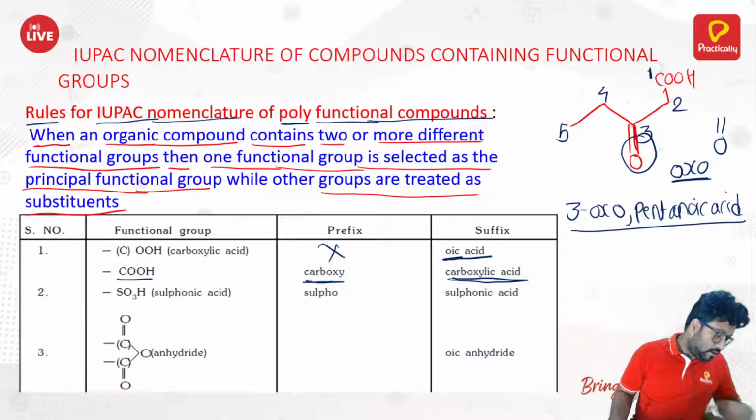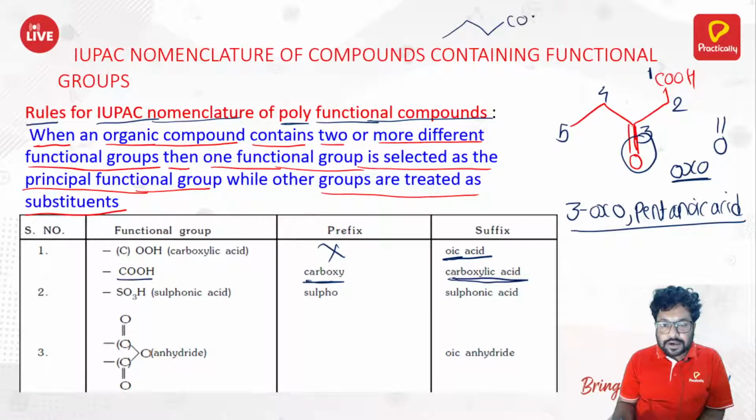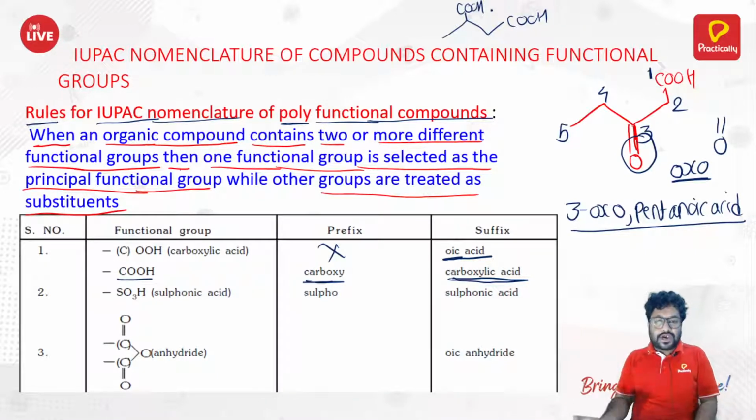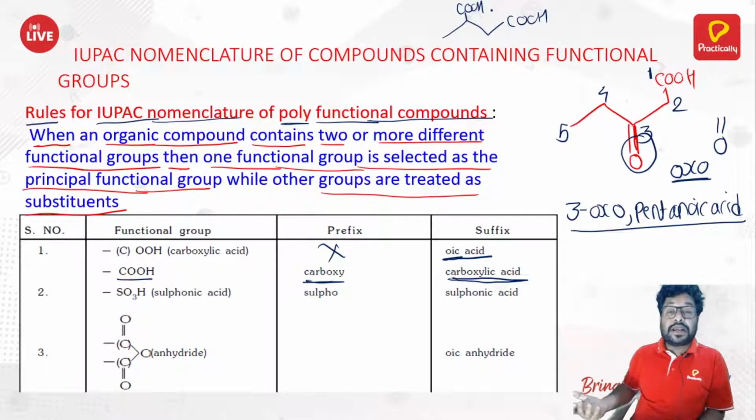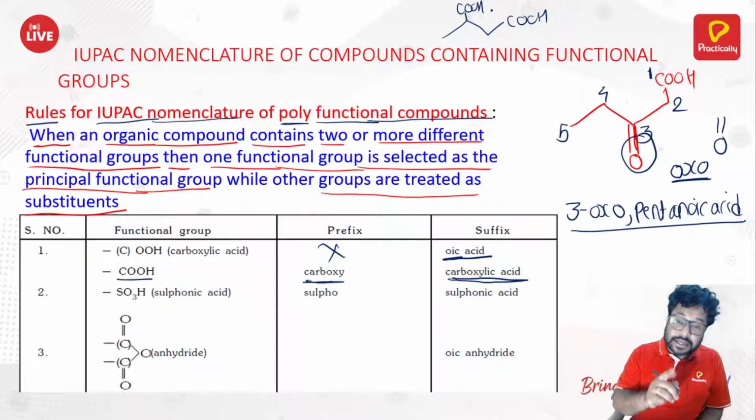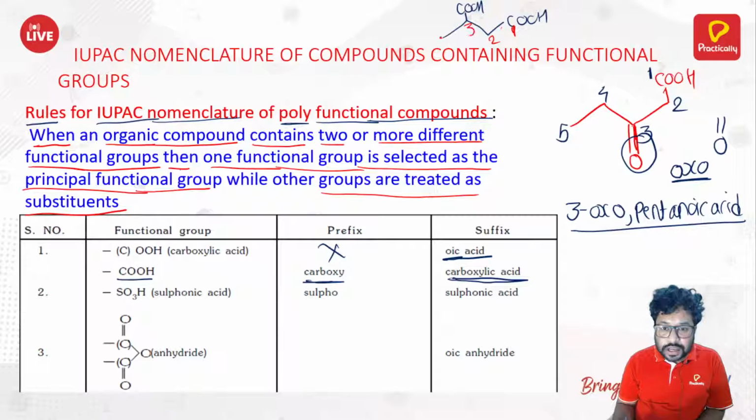For example, look at this. So you have a COOH here. And what if you have a COOH here also? Then you need to consider one of them as the functional group, and the other will be considered as the substituent. You don't have any option there. So one of them will surely be a substituent, and in that case you call it a prefix. For example, how would you count this now? See, you go like this: 1, 2, 3, 4.